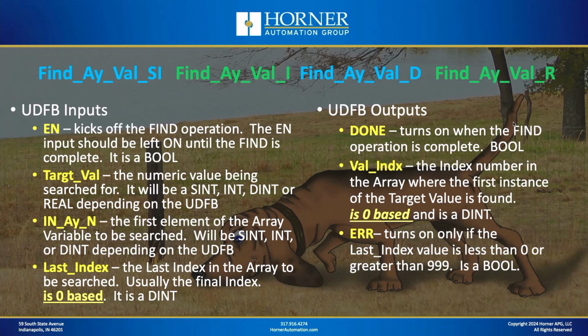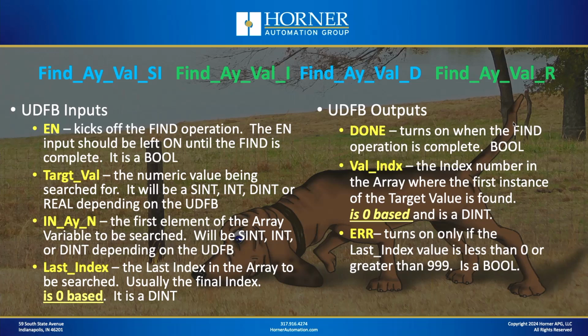All right, on the output side, you've got 3 outputs. You've got a done output, which will turn on whenever the UDFB is complete with its operation. You have an output which tells you the index number where it found the data you were looking for. And if it doesn't find the data anywhere in the list, it's going to return a -1.